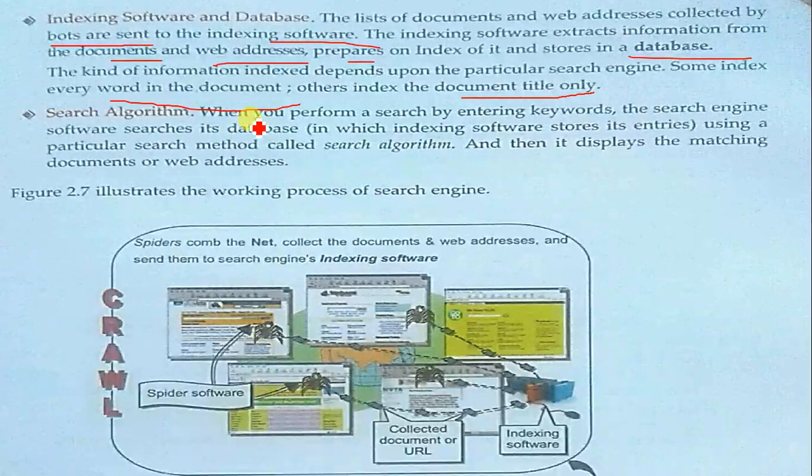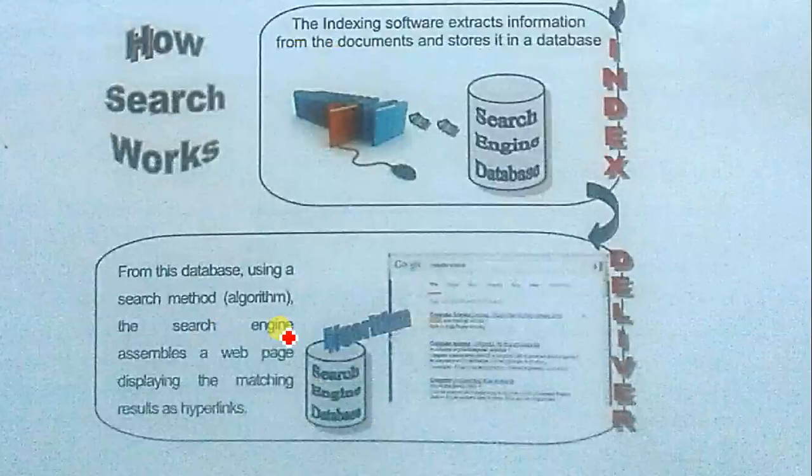Search algorithm. When we perform a search by entering keywords, the search engine software searches its database in which the indexing software stores its entries, using a particular search method called the search algorithm. Then it displays the matching documents and web addresses. So the spider combs the net and collects the information, and then the documents and URLs are indexed by the software. This is the terminology of how they work.